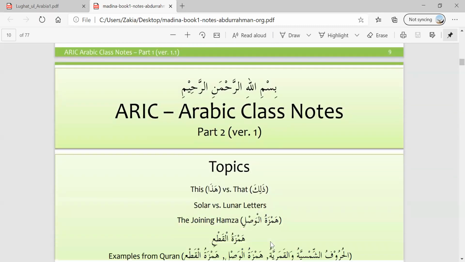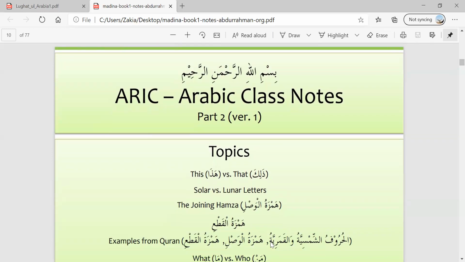So here we've come to the end of our lesson. The first lesson was basically an introduction to Arabic. In the second lesson, we will go into detail and look at the exercise pages that we're going to take in the Medina book.